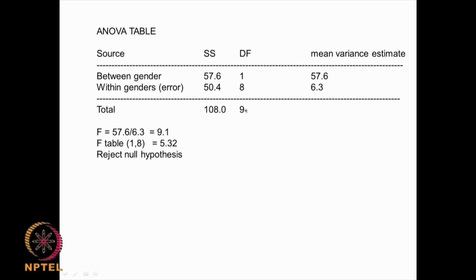As you can see here, they will all add up: df of gender and within gender will come out to be 9. If you add up the sum of squares, these two will come out to be 108. So this is called a summary table. This is very important. You will come across this when the softwares run. When you do the F value, you are doing 57.6 by 6.3, that comes to be 9.1. The F table value for 1 comma 8 is 5.32. So we reject the null hypothesis, okay.